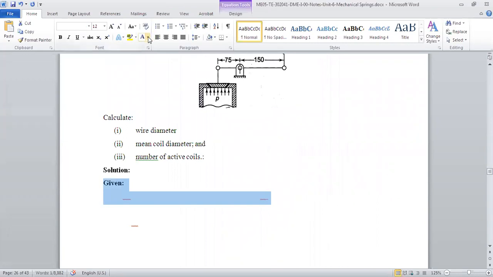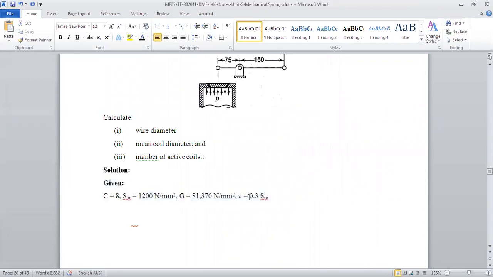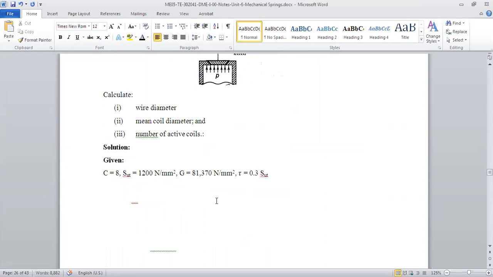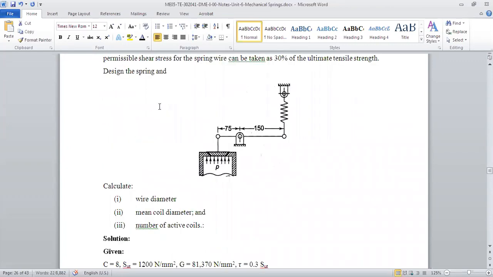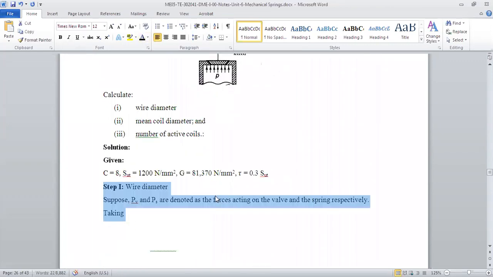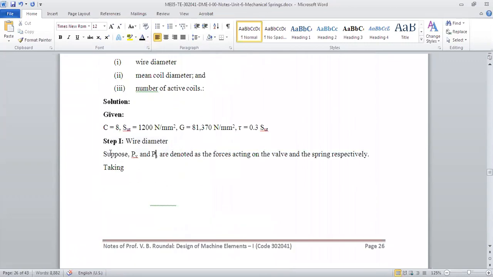So let's write it down. C is equal to 8, SUT is 1200 Newton per mm square, G is 81,370 Newton per mm square, and tau is 0.3 of SUT. Whatever is given, those are the specifications of the spring. So slowly, we will now find out first the diameter of the wire.